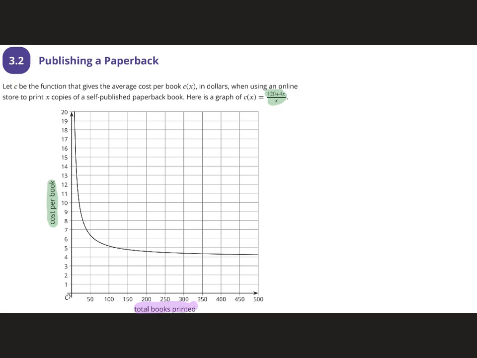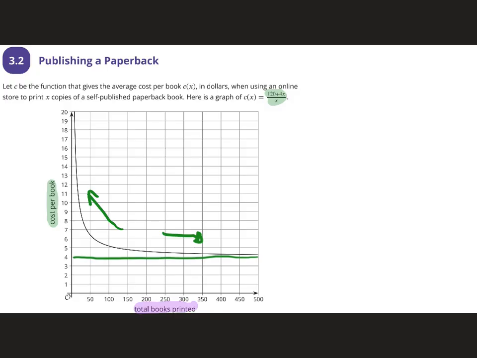Now, we have an asymptote at 4. And how do I know the asymptote is at 4? Because I can see the line bending right here at 4. And we have a vertical asymptote at 0, because if you set x equal to 0, the denominator is just 0. So now, as the books printed goes up, the price goes down. It approaches $4. It never touches it. As you print fewer books, the price goes up. And that kind of makes sense.